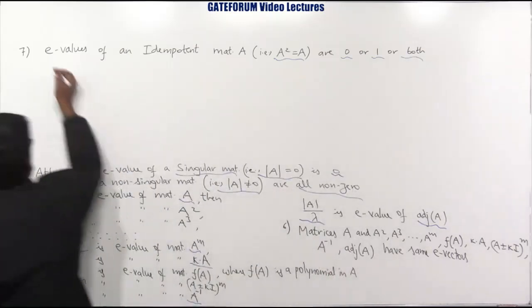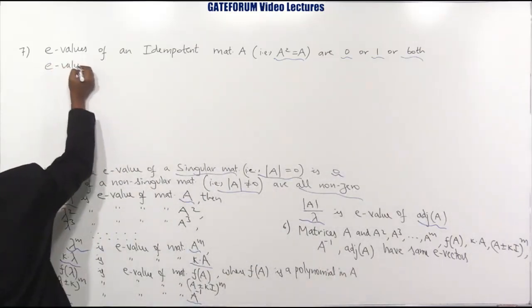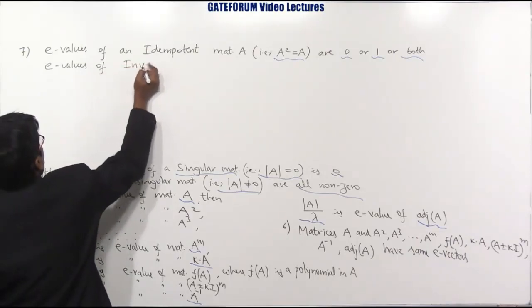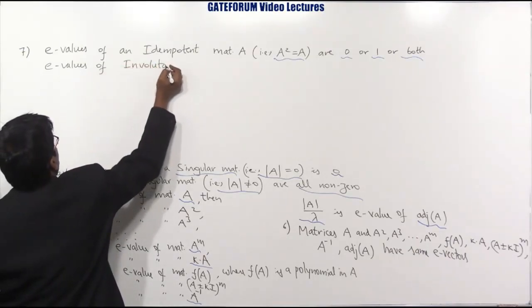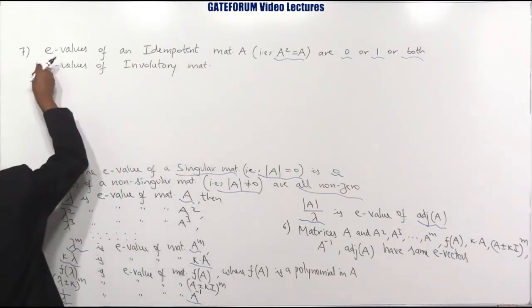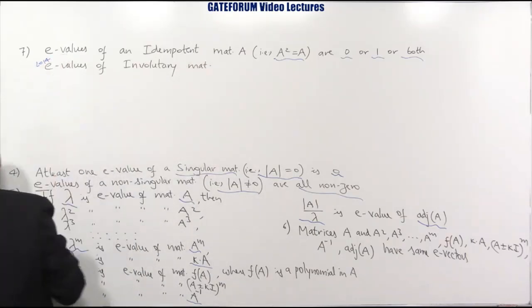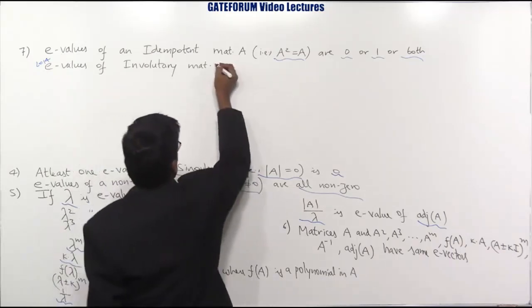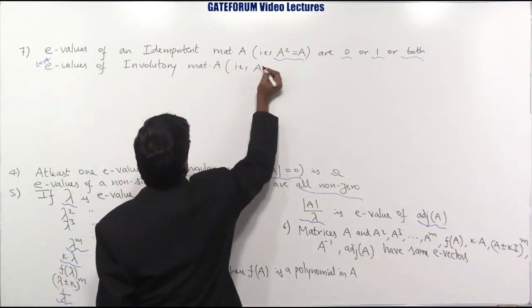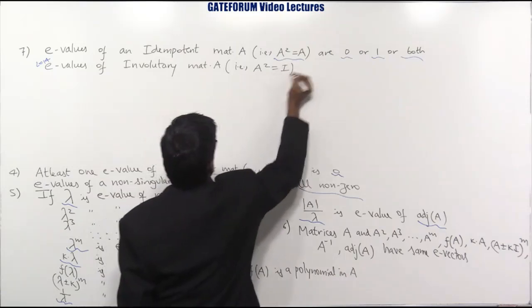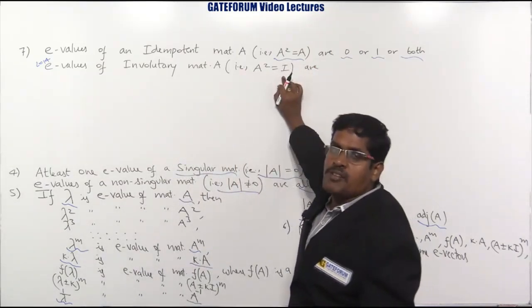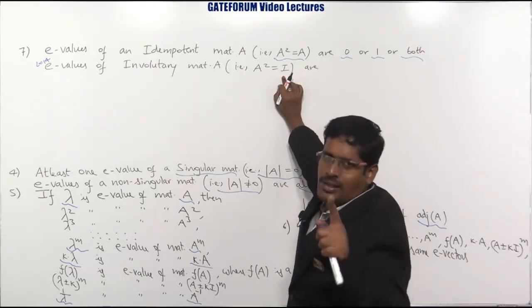Eigenvalues of an involutory matrix. This question was related to 2014. For an involutory matrix, as I told you day before yesterday, A square is equal to I. I means the identity matrix. Comparing with numbers, the I value is 1.